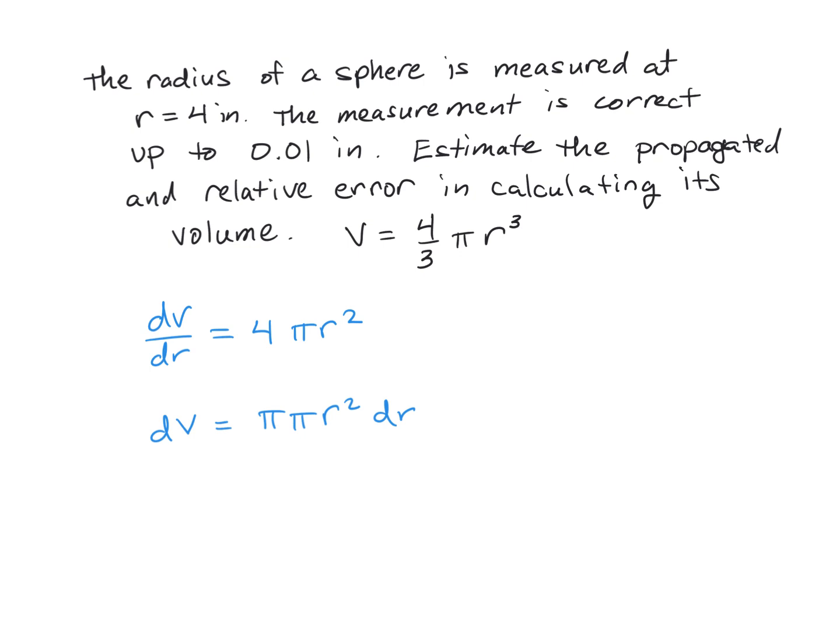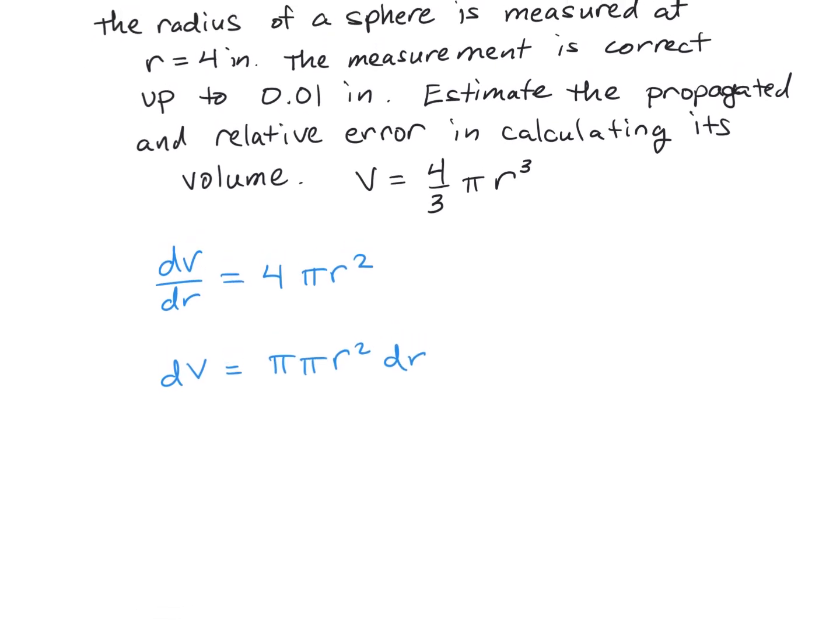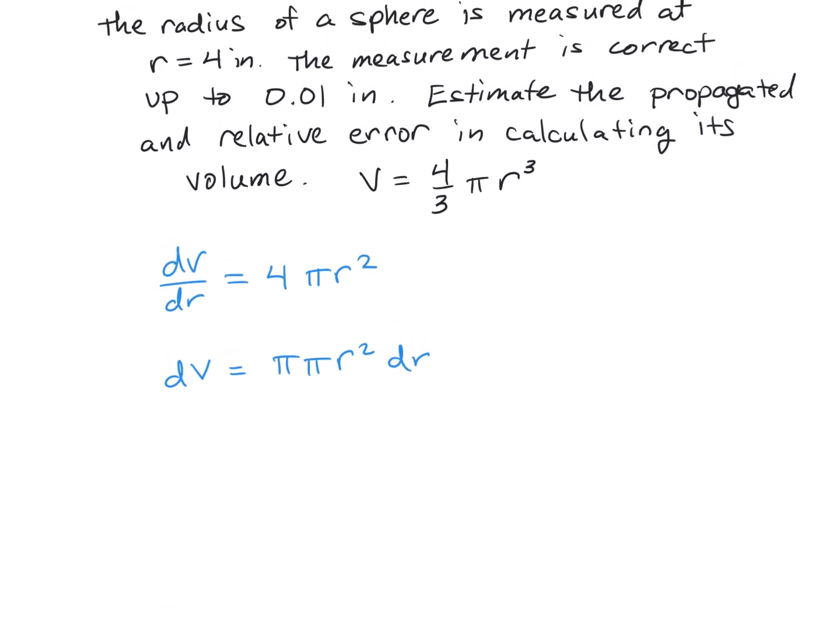And now we're going to go through and substitute in all of our quantities. And again, I find it very helpful to include units on these calculations. So dv is going to be, that was supposed to be a 4, wasn't it? Not a pi, but a 4. All right, so again, that was a 4 pi r squared dr.